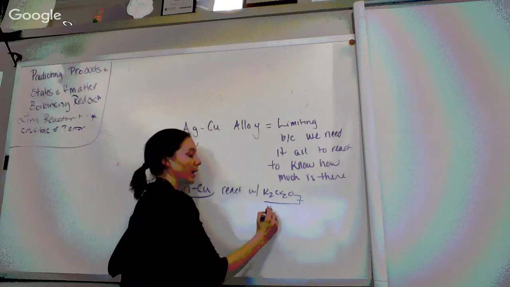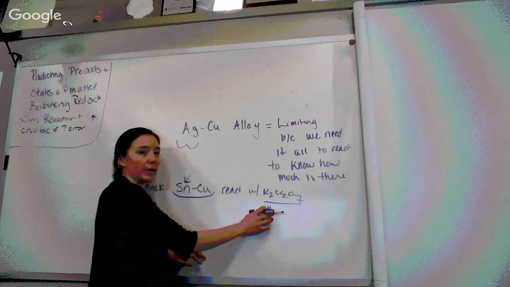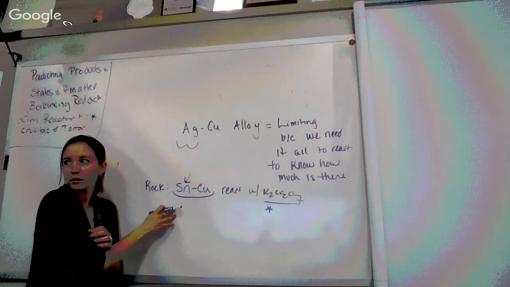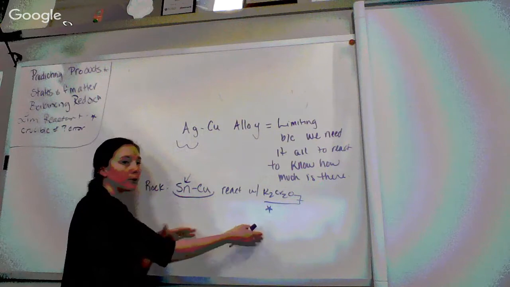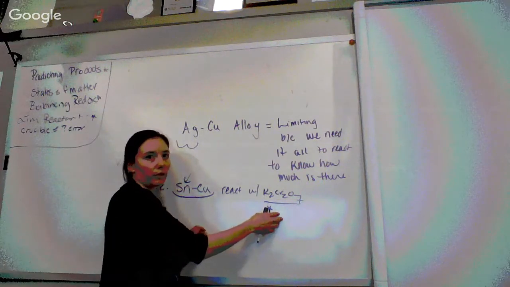This guy you'll have extra of. You have to have extra of this one because if we don't have extra, how are we going to know that we reacted all of this? There's no way to know, right? Even if they reacted in perfect amounts, it's really hard to tell that if you don't have extra here.